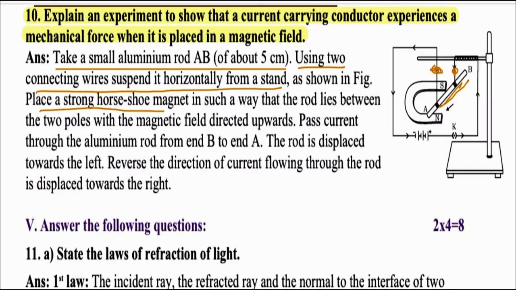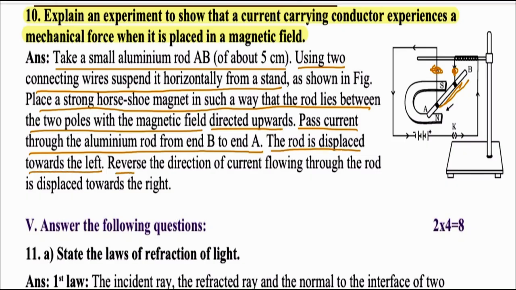Place a strong horseshoe magnet in such a way that the rod lies between the two poles with the magnetic field directed upwards. Pass current through the aluminum rod from one end to another, means from end A to end B. Pass the current. The rod is displaced towards the left. Reverse the direction of the current flowing through the rod and it is displaced to the right.